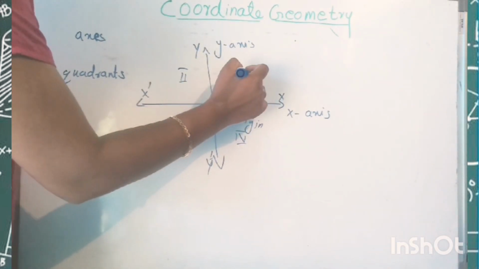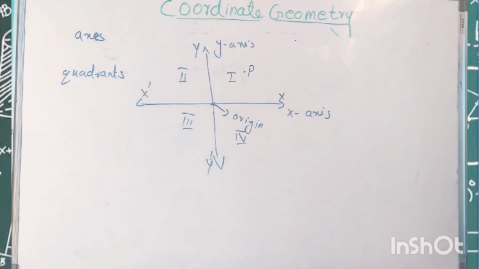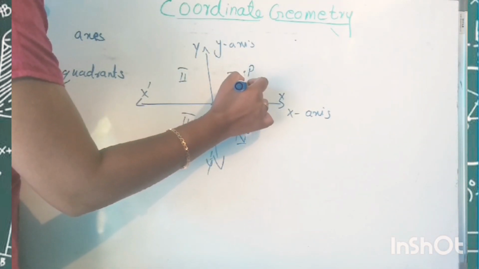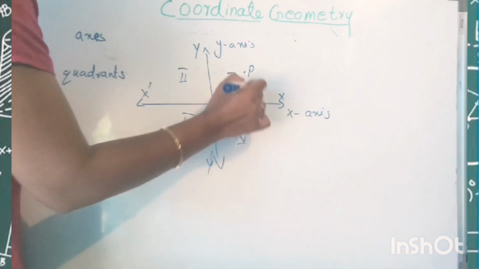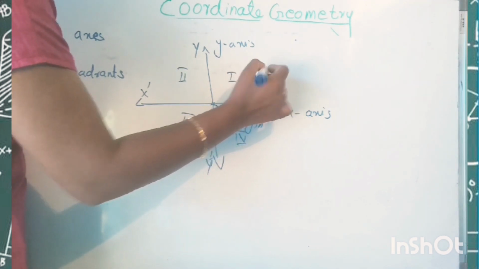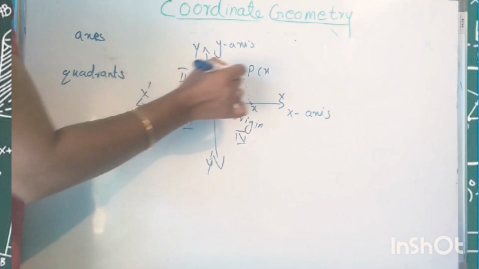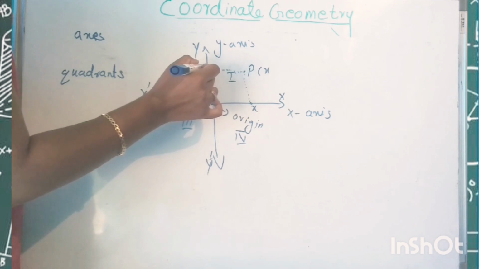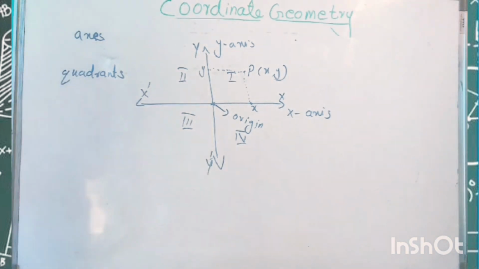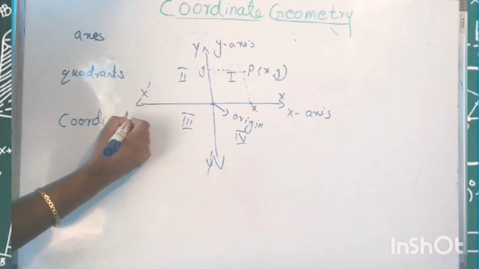Now, suppose we have one arbitrary point P in the first quadrant. Draw one line perpendicular to the x-axis. That line will meet the x-axis at a particular point, let it be x. Now draw one more line perpendicular to the y-axis, and that line will meet the y-axis at a particular point, let it be y. Then the ordered pair x comma y is called the coordinates.